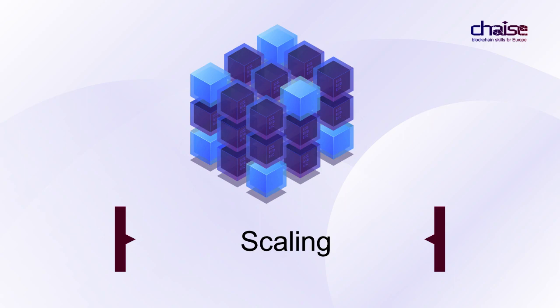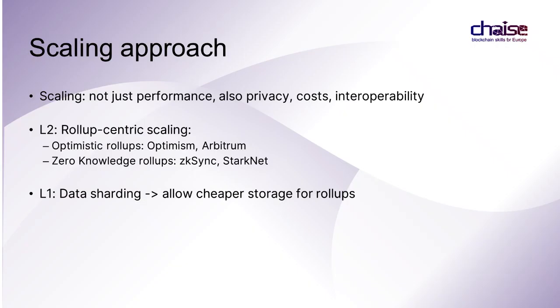Scaling. Ethereum's scaling approach is to use L2 rollups to offload transactions from L1. Rollups are a layer 2 scaling solution divided into optimistic rollups, OP rollups, and rollups that use zero-knowledge proof technology, ZK rollups. Zero-knowledge proofs are cryptographic methods that prove a certain assertion is correct without providing any other information.